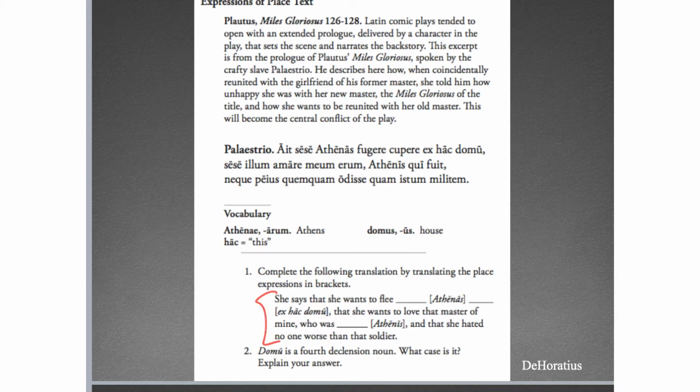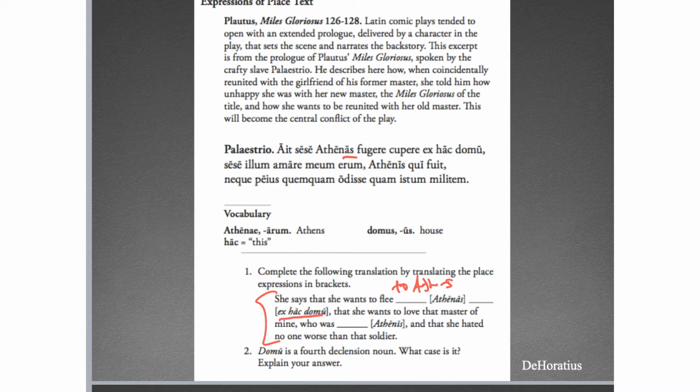All right. Just fill in the blanks. You'll note that some of these actually don't have prepositions. That's something that we're going to see a little later. All right, but you should be able to figure it out and note that you'll just associate the case with the preposition. So she says that she wants to flee where? Athenas, accusative, so to Athens.